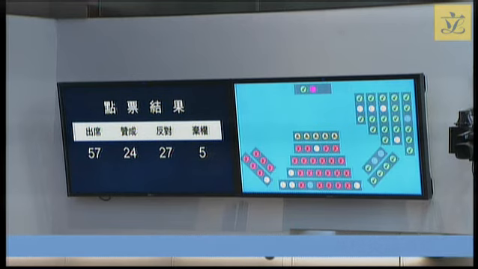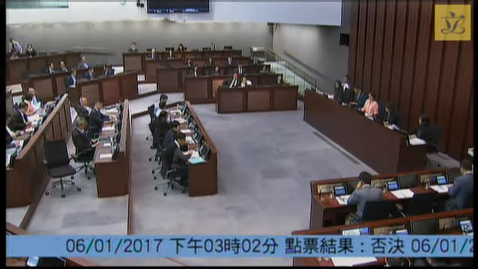24 for, 27 against, 5 abstentions. The proposal has been voted down. There is no other business. The meeting is now adjourned. Thank you all very much.